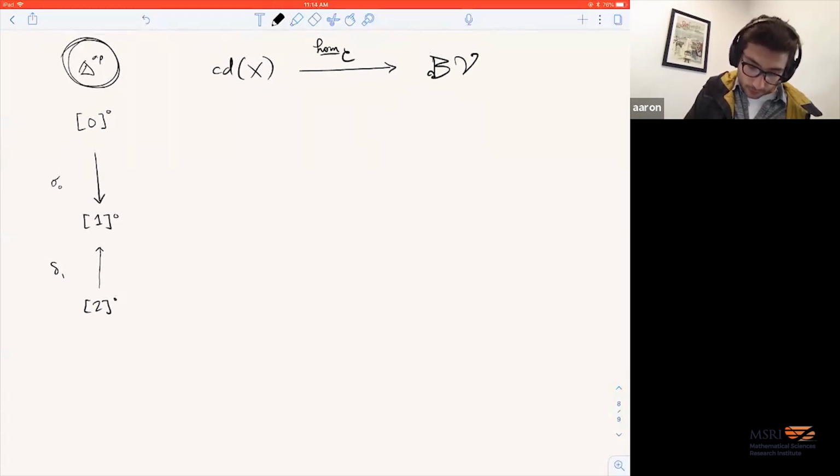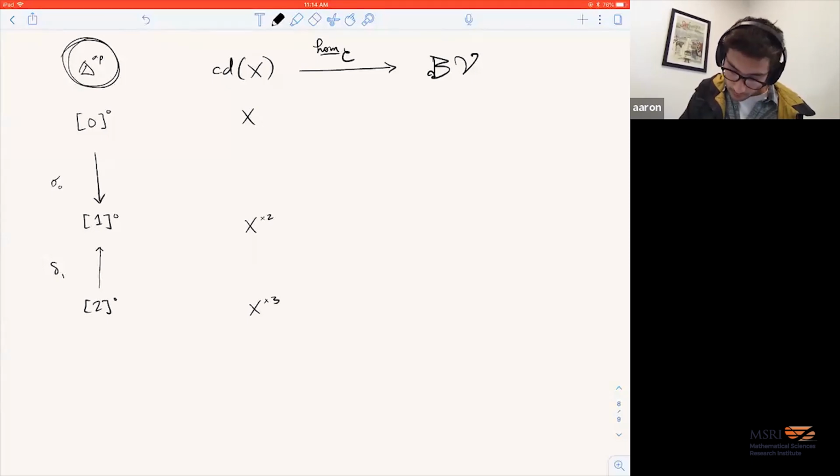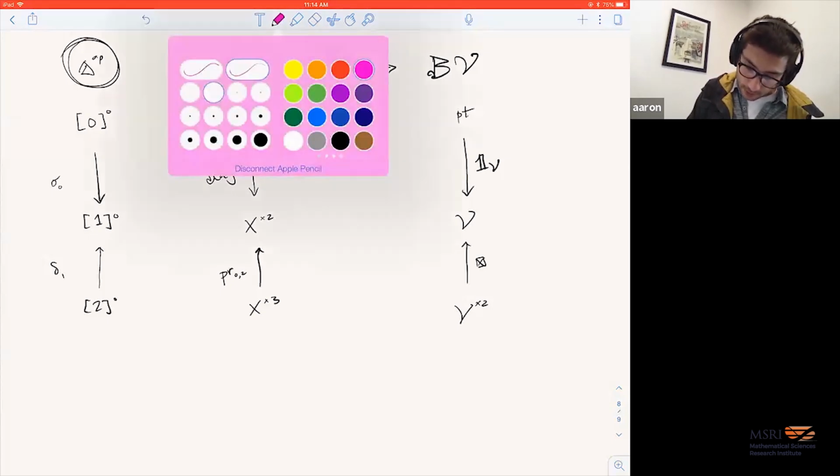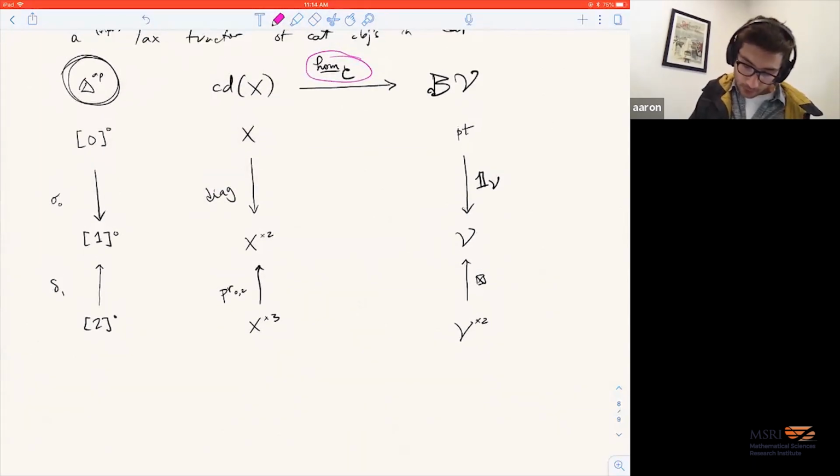So first, let me just describe what these are. Point, V, and V squared. So this, as I described a moment ago, is the diagonal map. This is the projection onto the 0 and 2 pieces. Meanwhile, this selects out the unit object of this monoidal category, while this is the tensor product functor. So let me describe this Hom, what it's doing. Well, on level 0, there's nothing to describe. It's X going to a point, and there's exactly one such map.